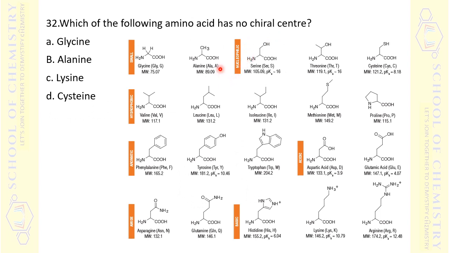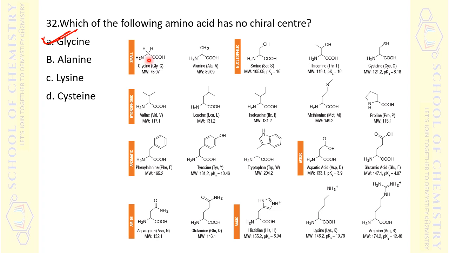The next question is based on amino acids. Straight away they have asked for the amino acid which has no chiral center. You should know this. Glycine is the only amino acid which is not chiral, right? Except glycine, all other naturally occurring amino acids will definitely be chiral. You can also interpret it in this way.